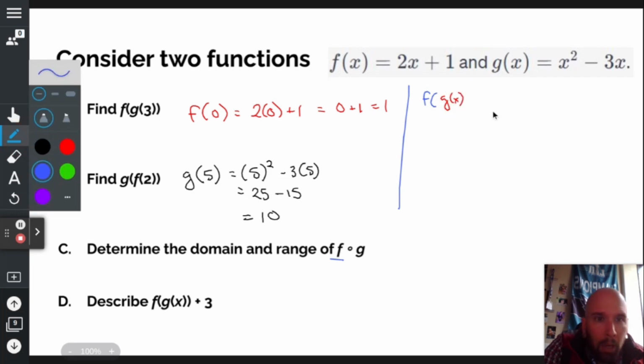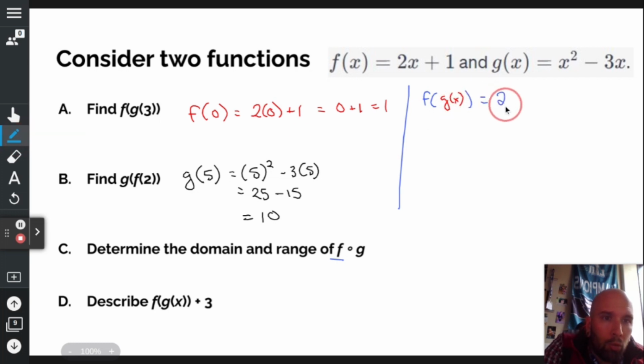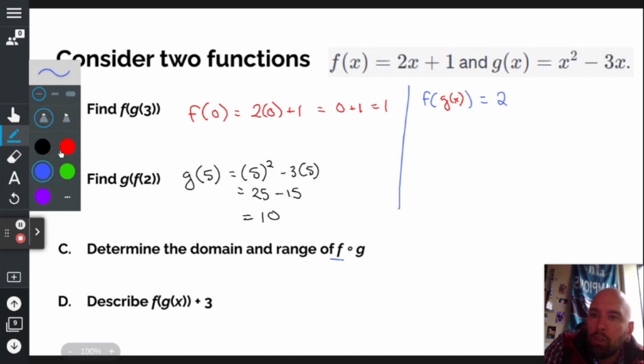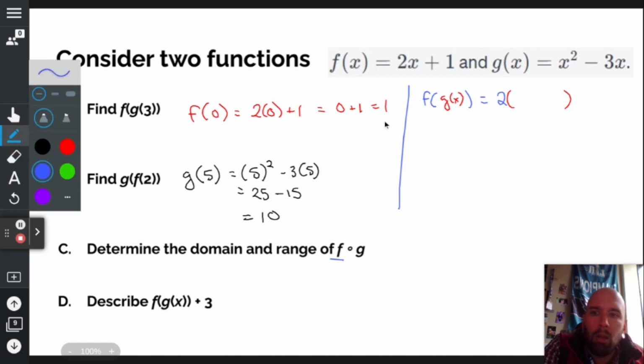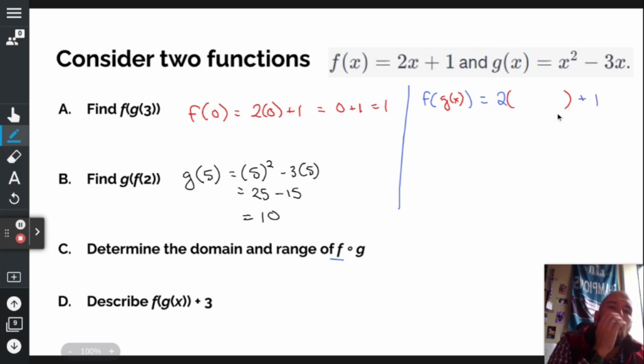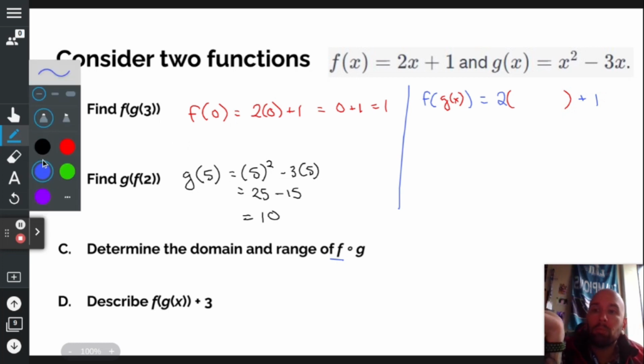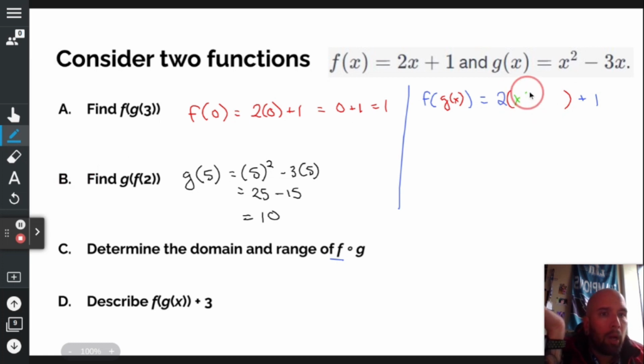I'm using my patriotic colors. 2 times whatever g of x is, plus 1. So g of x is x squared minus 3x. Use a different color. x squared minus 3x. So now it's the distributive property. So 2x squared minus 6x plus 1.